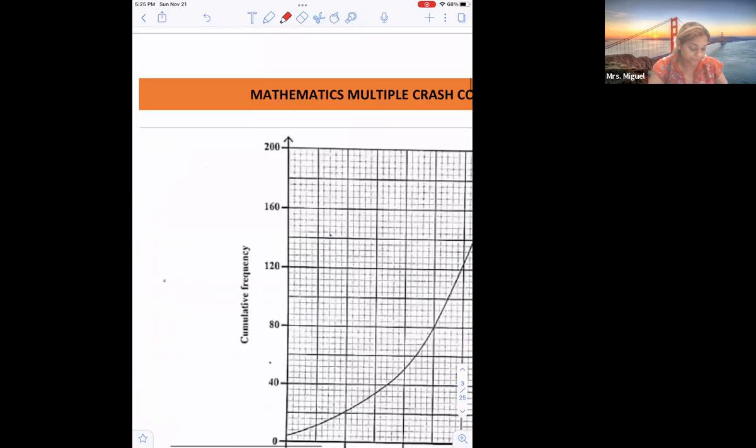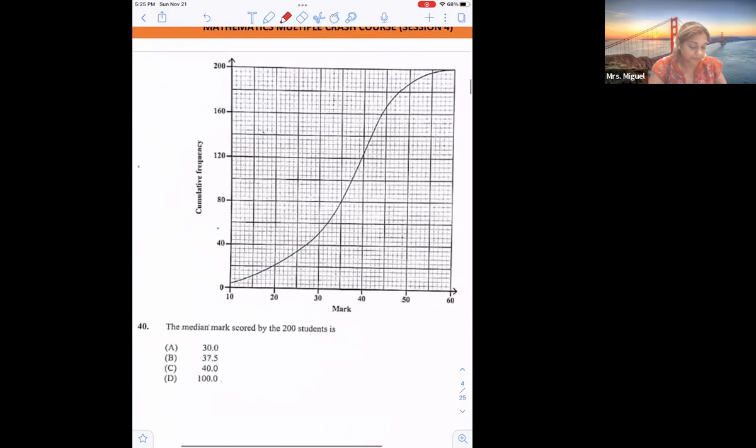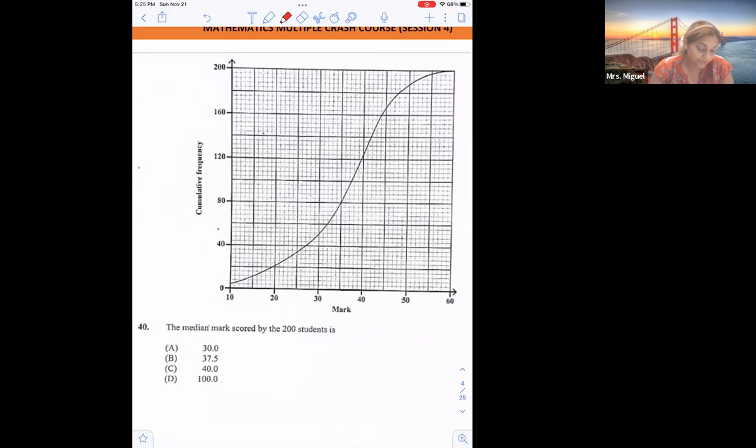Number 40, the median mark of the 200 students. So to find the median, we simply divide 200 by 2. We are looking for the 100th value. So we go straight to the curve and straight downwards. So the median here would be 37.5, right?